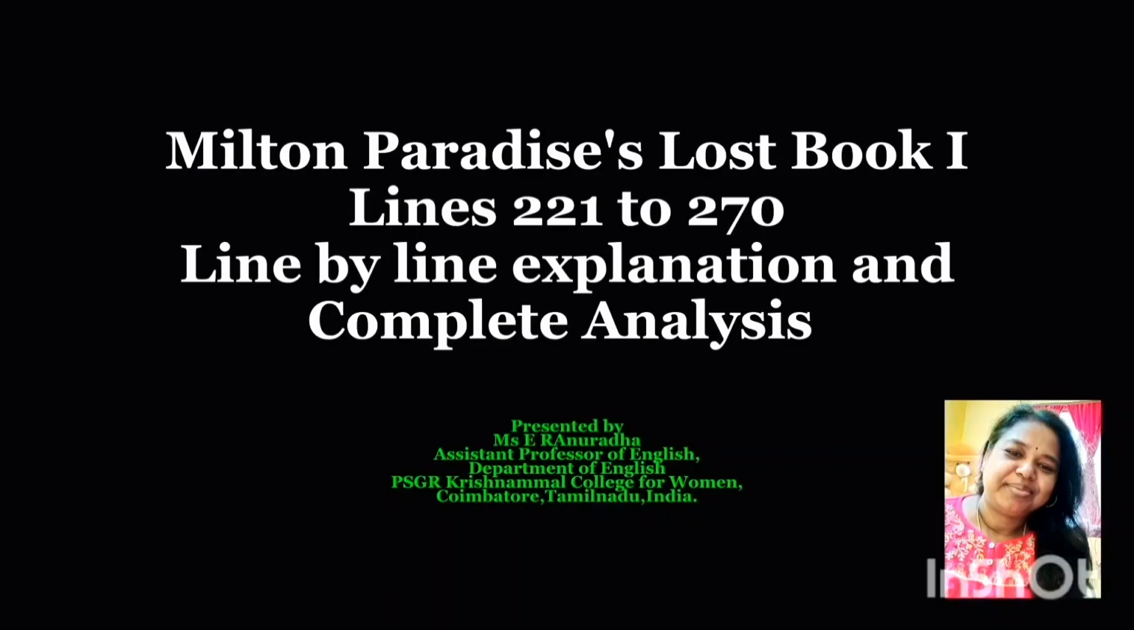Let me discuss the line by line explanation with literary devices found in the poem Paradise Lost Book 1, lines 221 to 270, written by John Milton.